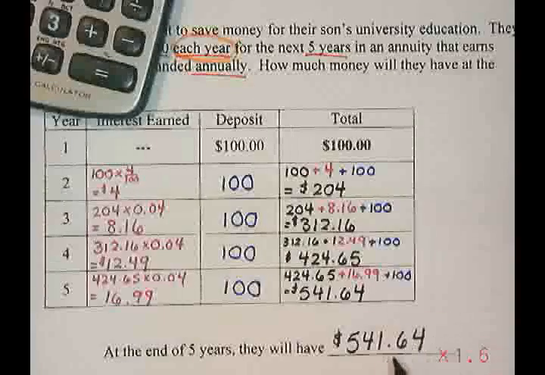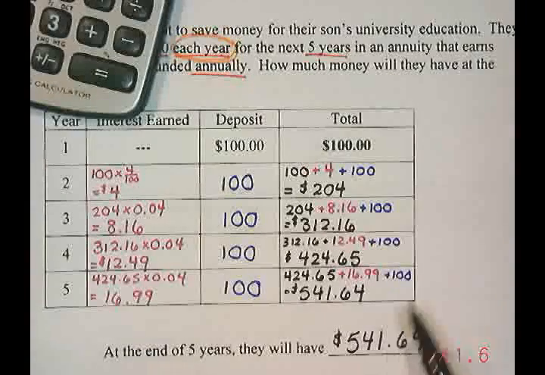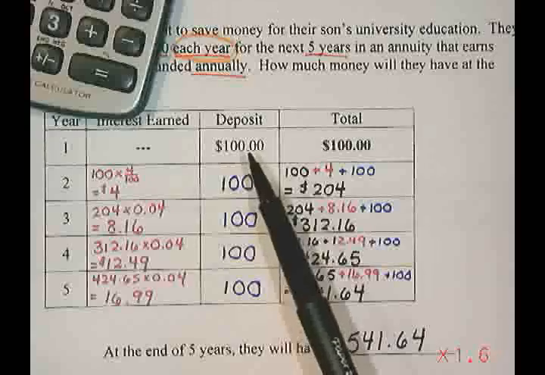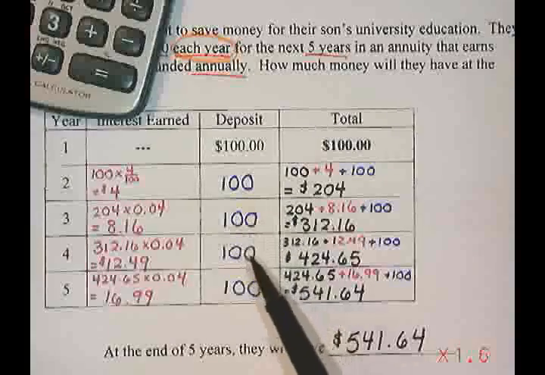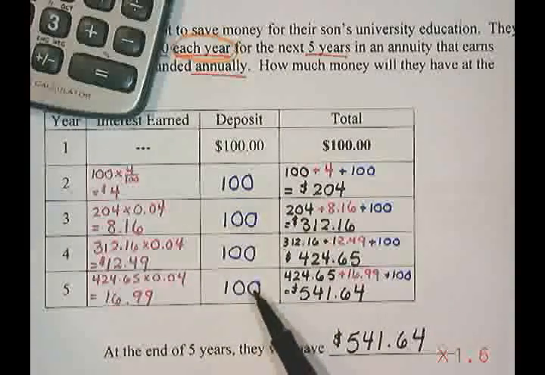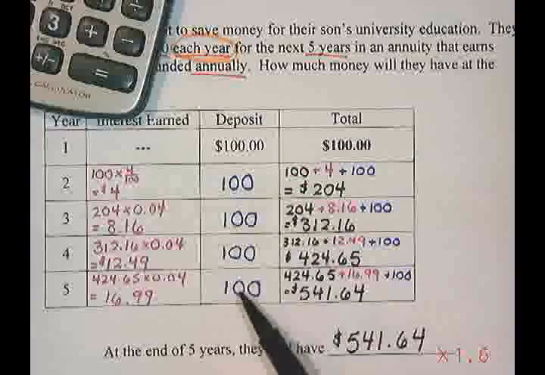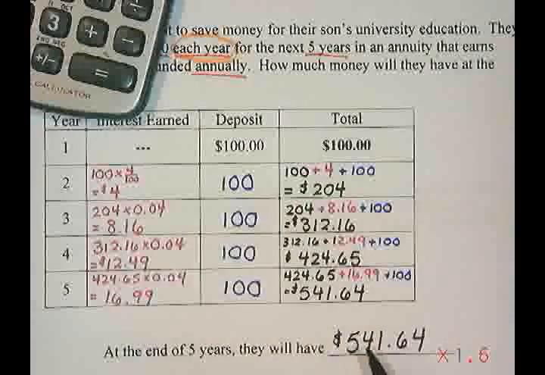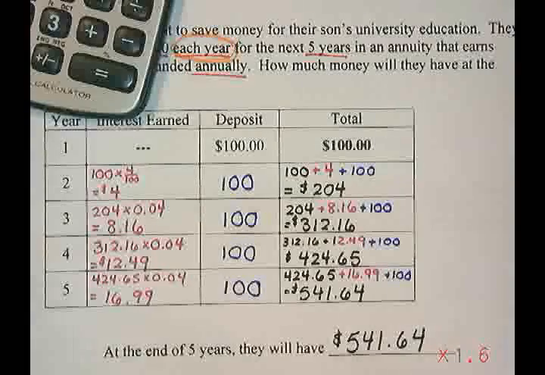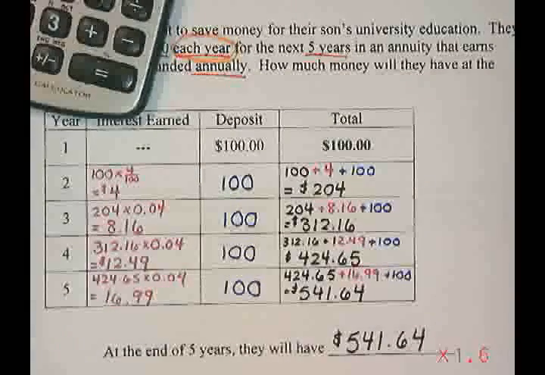So at the end of the 5 years, they're going to have $541.64. Now, how much of that is interest? They put in $100 5 times. So out of their own pocket, they put in a grand total of $500, which means that they got $41.64 in interest, because that would be the difference.